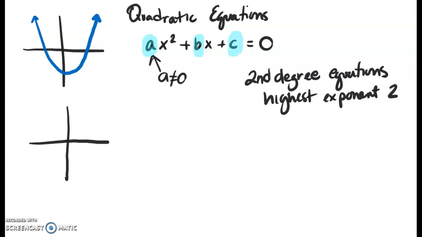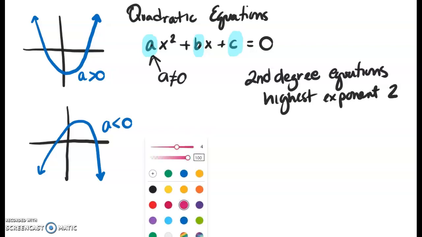And the quadratic equation has two options. It's either going to open up like this, or it's going to open down like this. It will open up if the A is positive, so A greater than 0, it will open up. It will open down if A is negative, or A less than 0. And so all you have to do is look at the value of A, and that will tell you which way it will open.